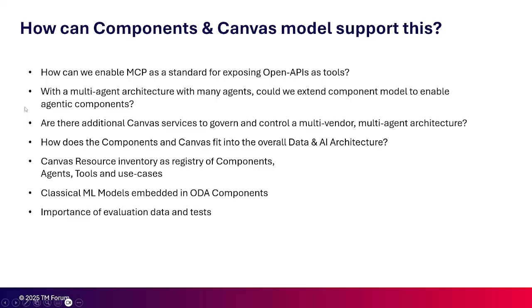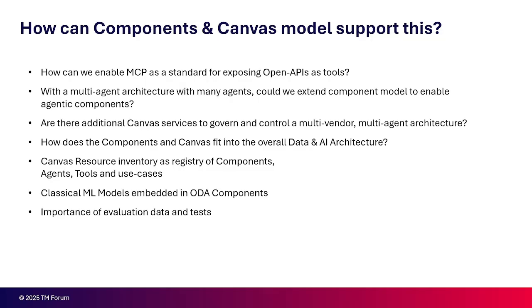So this is my plan for this video: to consider MCP, and how we enable MCP as a standard for exposing open APIs as tools. It's to look at multi-agent architecture with many agents and the question of whether we could extend the component model to enable agentic components. Then it's looking at the additional Canvas services that we could build to govern and control this multi-vendor, multi-agent architecture. And then we're going to ask how this fits within the overall data and AI architecture.